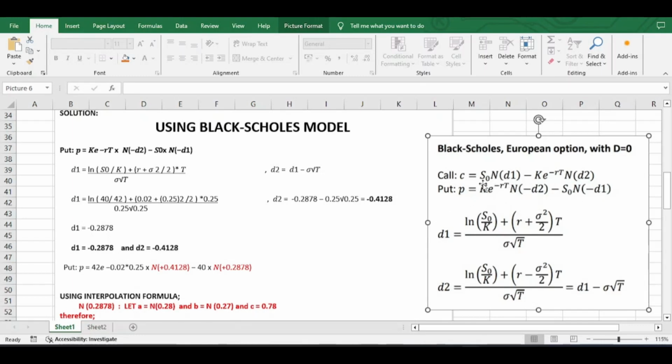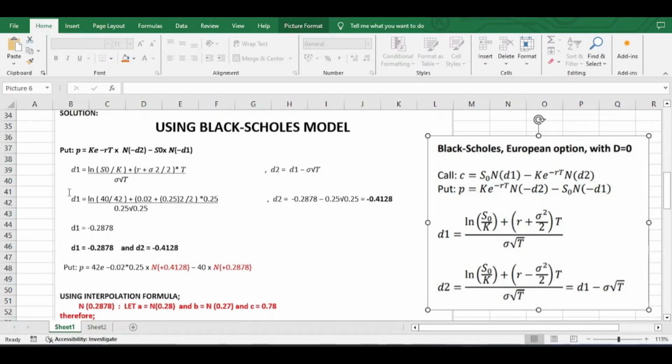We have all the given variables except the values of D1 and D2. And we have the formulas given to find the value of D1 and the value of D2. In the first step, we will calculate the values of D1 and D2 using these formulas. I have copied these formulas here to make them more visible.